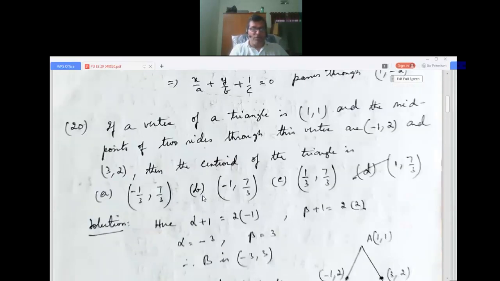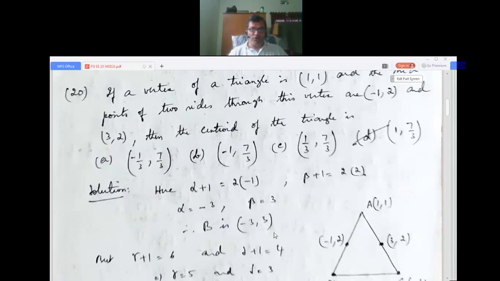So once again I will roughly explain. If a vertex of a triangle is 1 comma 1 and the midpoints of the two sides through this vertex are minus 1 comma 2 and 3 comma 2, then the centroid of the triangle is: A minus 1 comma 3 comma 7 by 3, B minus 1 comma 7 by 3, C 1 by 3 comma 7 by 3, D 1 comma 7 by 3. So the centroid is among these four.